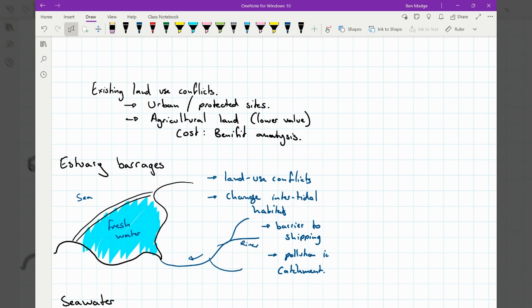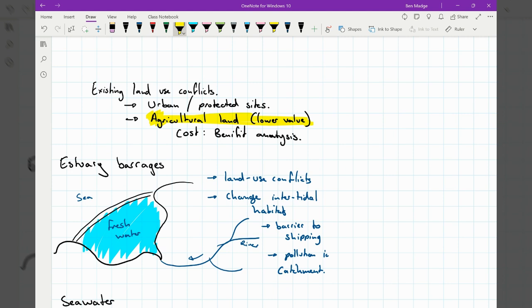So urban areas where there's large populations, it's going to cost a lot of money to pay those people, compensate them to leave, or protected sites, things like habitats that have specific international protections, things like SACs or Ramsar sites or things like that. Typically, agricultural land is seen as a lower value, especially in the Western world, so like the UK or somewhere, that is where you would find reservoirs being considered. However, in other countries, it might be that agricultural land is in particular shortage, so then you are going to prioritize that over other uses.